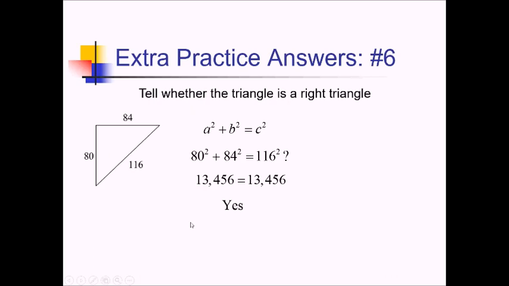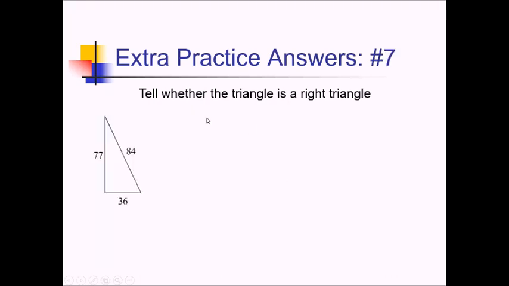For this problem, we want to know if this is a right triangle. To prove it one way or another, we're going to have to plug these sides into the Pythagorean theorem. So that's a squared plus b squared equals c squared. And for a and b, I have to use the shorter sides, and then c is the longest side, because that would be the hypotenuse. So I can write 36 squared plus 77 squared equals, question mark, 84 squared. We'll see if it comes out the same on both sides.